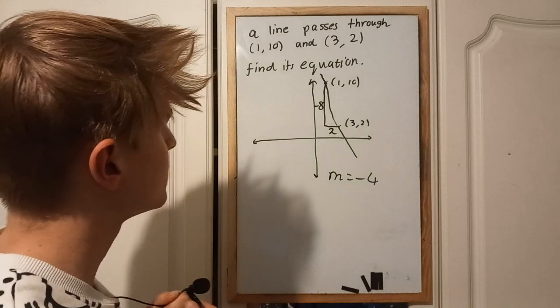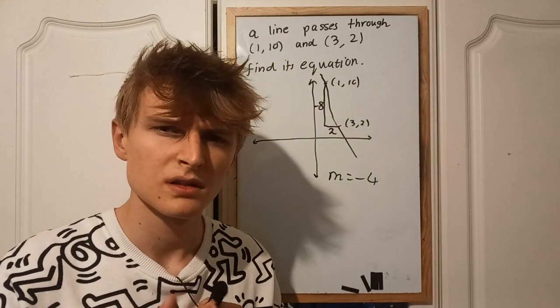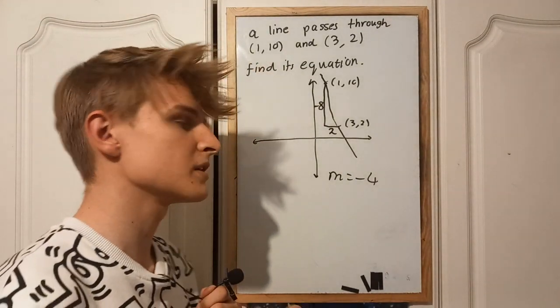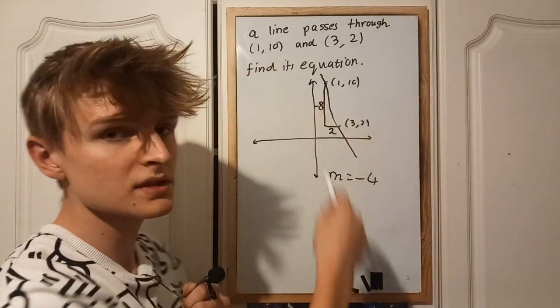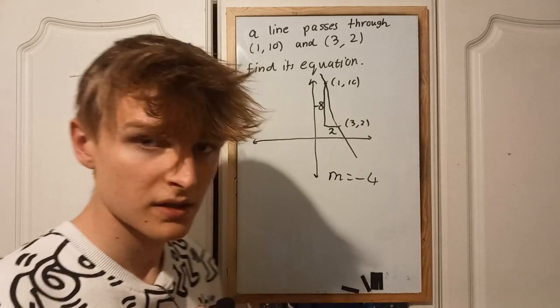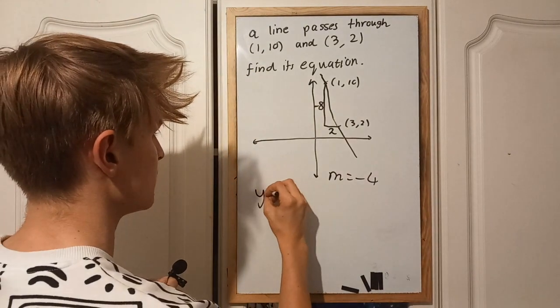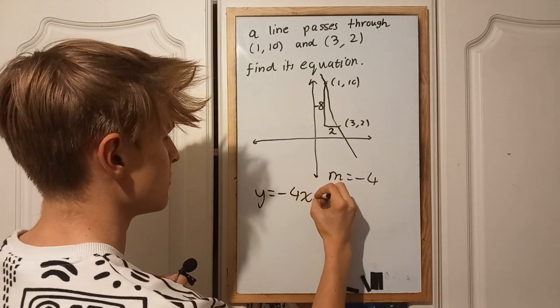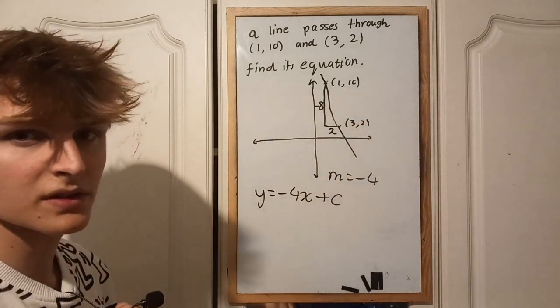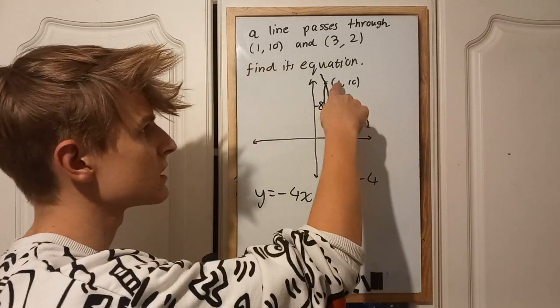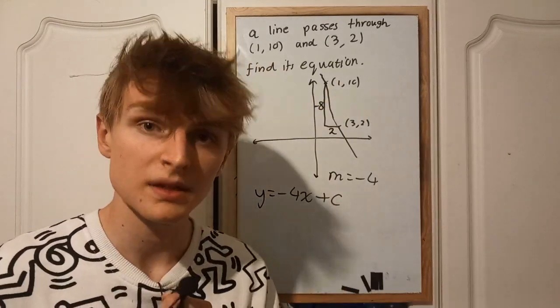Fantastic. And the y-intercept, how are we going to find the y-intercept? Well, we can set up the equation y equals -4x plus c, and then input these coordinates into that equation and solve for c. I'll show you what I mean. So we can set up y equals -4x plus c, but we know that this point must satisfy this equation, so let's put these values in and then solve for what c must be.